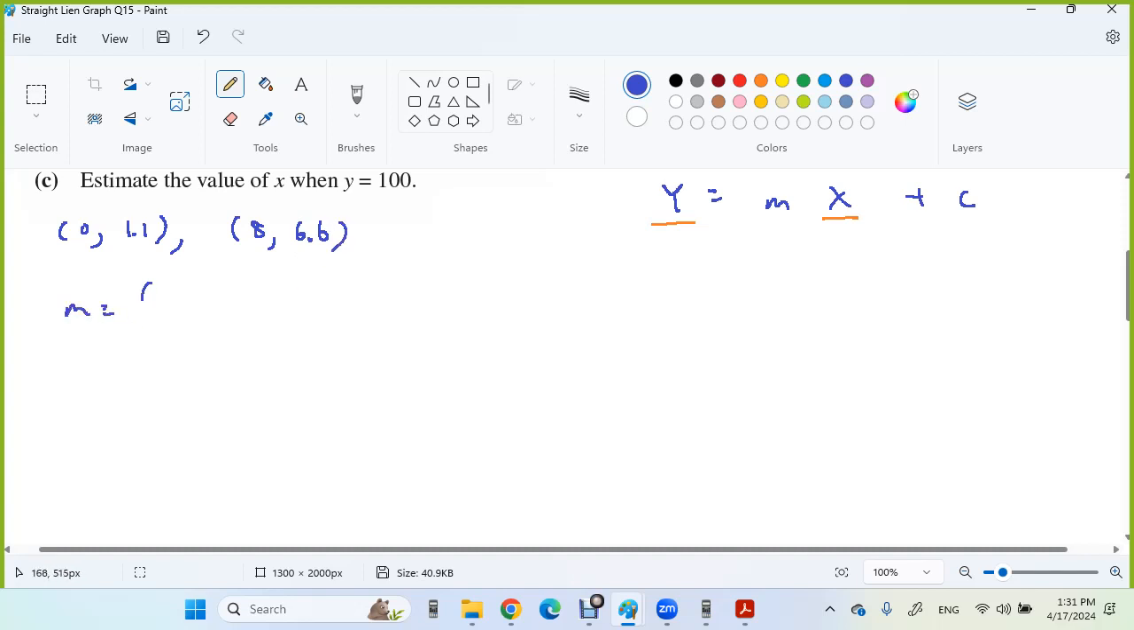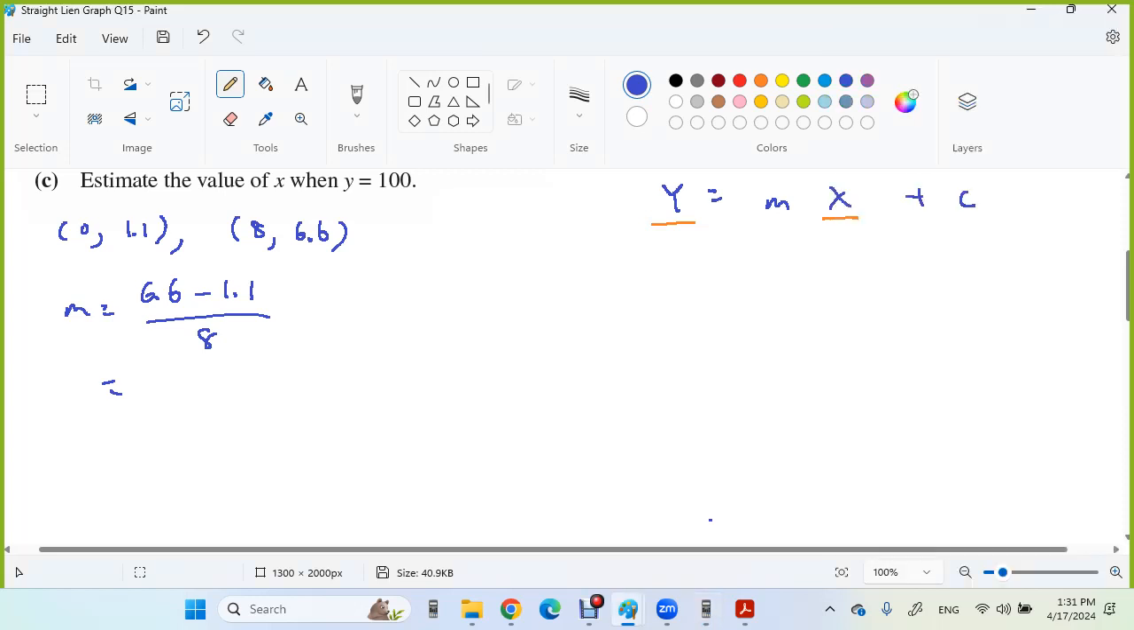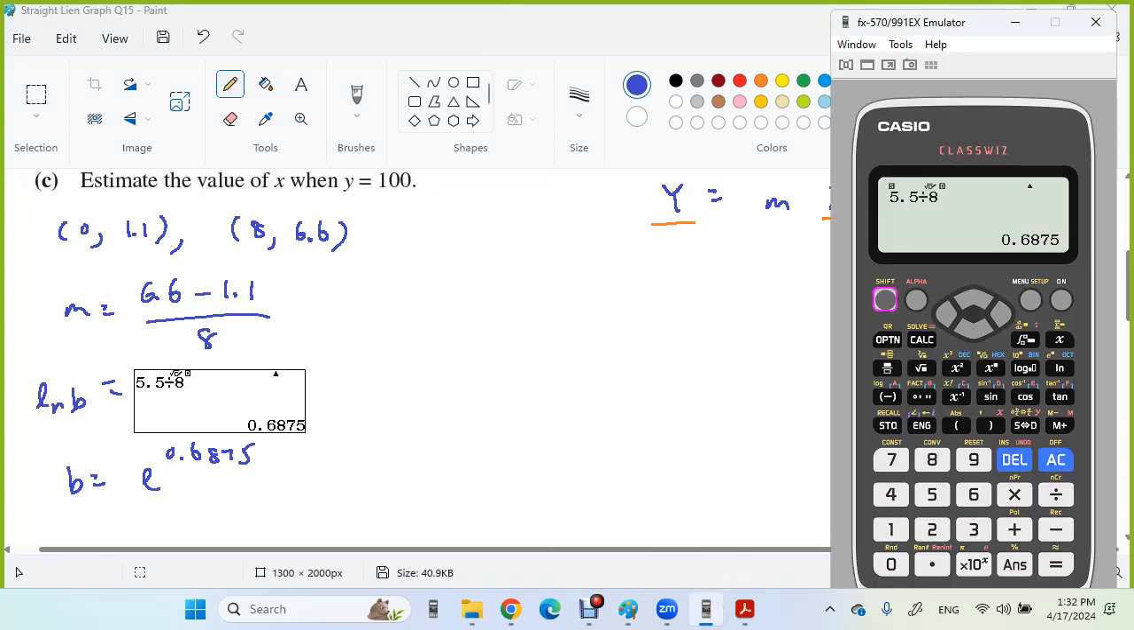So the gradient is 6.6 minus 1.1 over 8. Then we have 5.5 over 8, which is 0.6875. And this is the gradient. The gradient is ln b, so we have ln b here. So b will be e to the power of 0.6875.